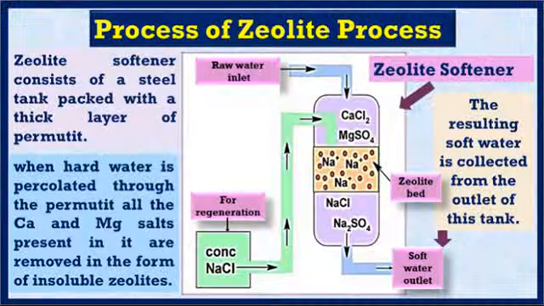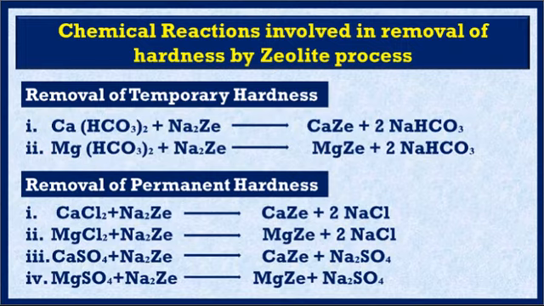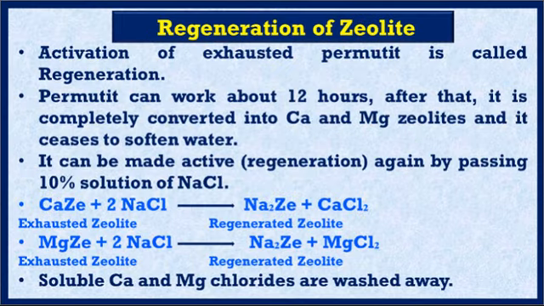So where is the drain? When we stop the supply of hard water and start the supply of the sodium chloride here, the solution coming out is the calcium chloride and magnesium chloride solution, which can be drained from this outlet here. So in this way we can regenerate the exhausted zeolite into its original form.